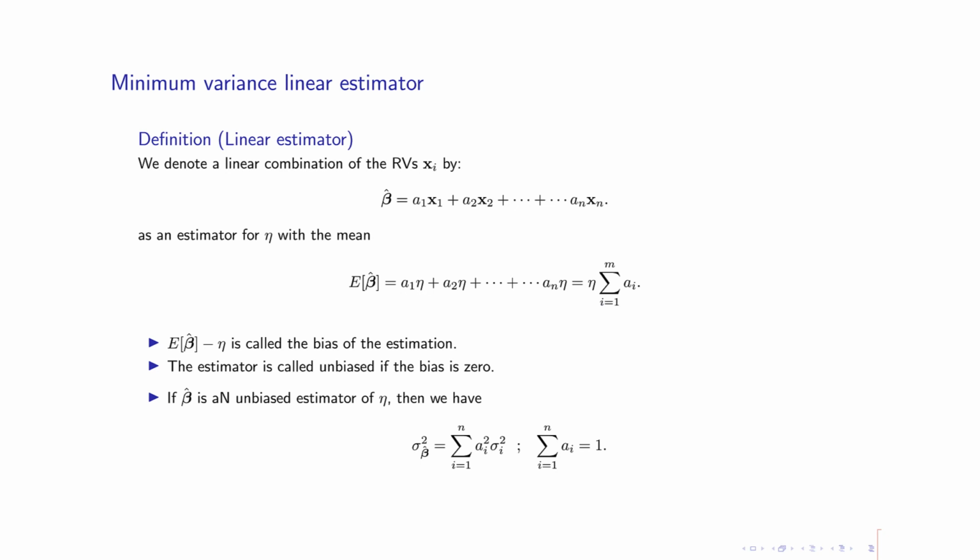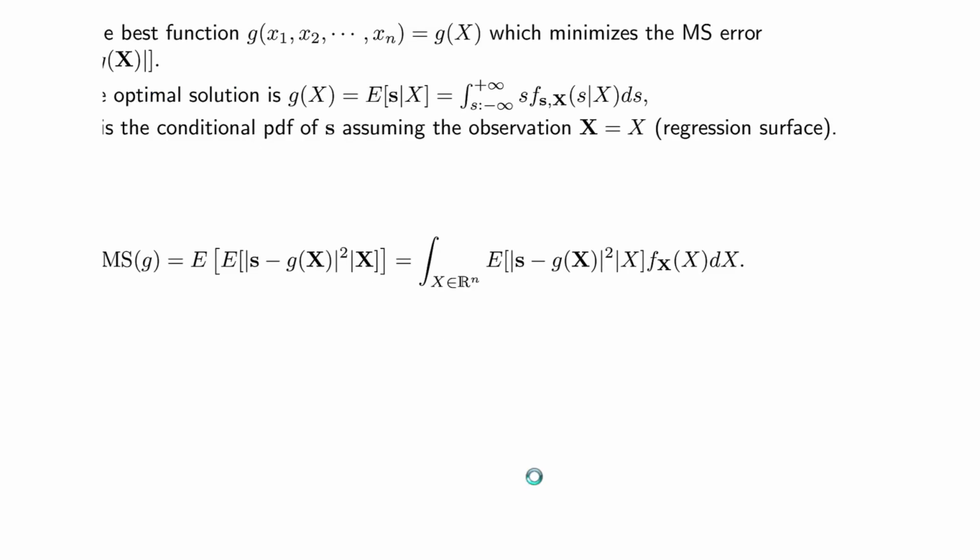Now, if eta hat is an unbiased estimator, then the mean of eta hat, which is equal to eta times the summation of ai, i equal 1 to n, should be equal to eta. I simplify this as that. So if I say that eta hat is an unbiased estimator, I should have this condition: the sum of ai should be equal to 1. So this means unbiased estimator.